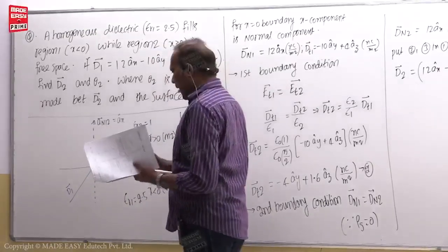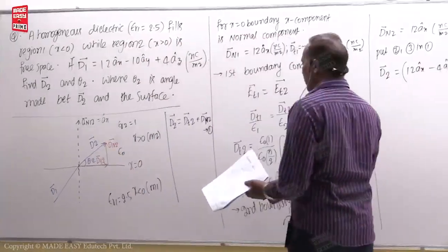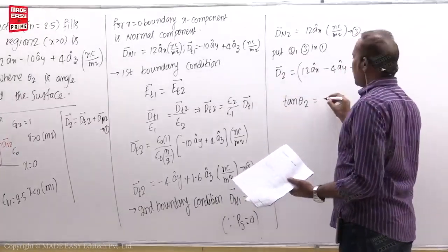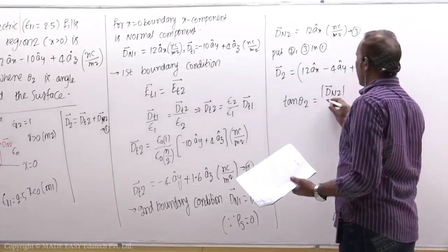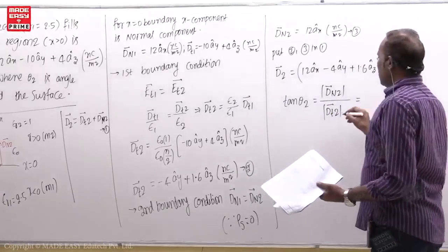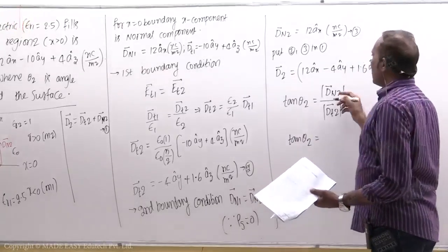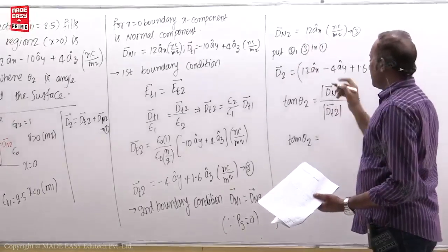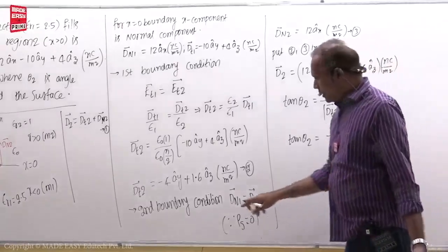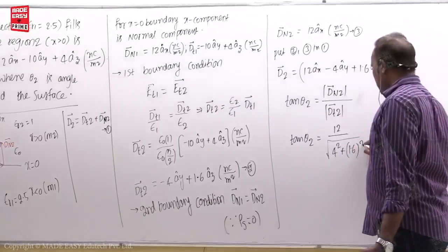Now the tan theta definition is opposite by adjacent, but you have to take the modulus because the tan definition is done with magnitudes. So tan theta 2 is equal to the opposite, modulus of Dn2, divided by modulus of Dt2. So tan theta 2 is equal to modulus of Dn2, modulus of this is root of 12 square, which is 12, divided by modulus of Dt2, this one, root of minus 4 whole square, that is 4 square plus 1.6 whole square.